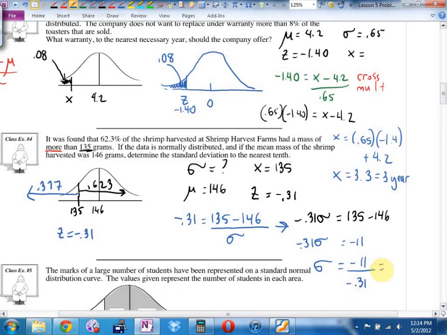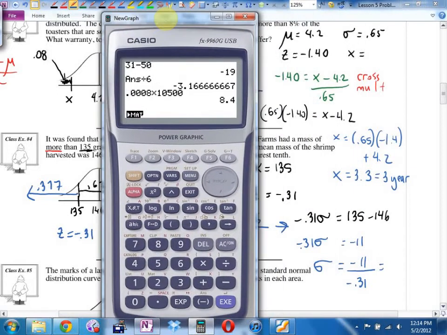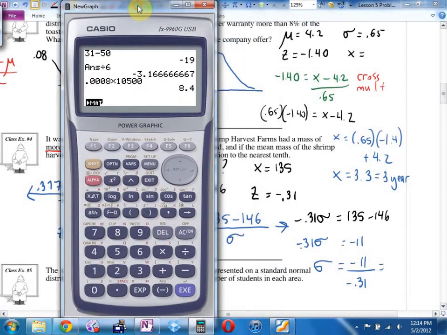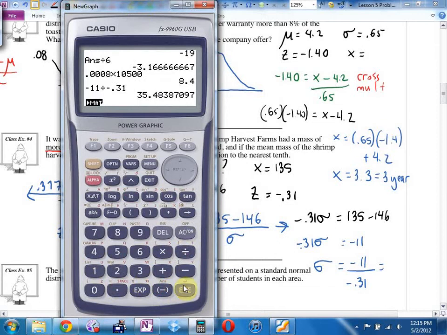That's about as tough a question as I'll throw at you, and I'm not going to put 5 of these on your test. I'm probably going to put 1 where I give you the area and ask you to work backward, find the z that goes with it, and then I'll either ask you to find x or that or that. I'll ask you to use the, if I know 3, I know 4. What is the answer, by the way? Negative 11 divided by negative 0.31. Standard deviation 35.5?